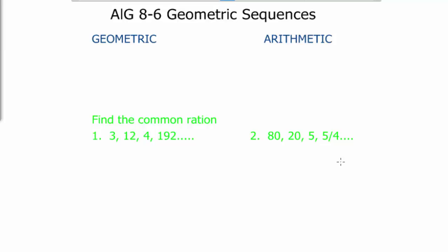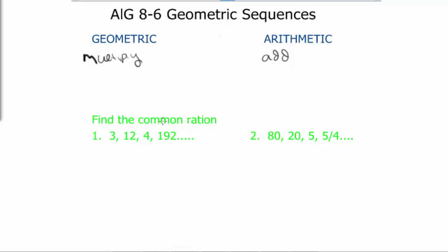All right, 8.6 is about geometric and arithmetic sequences. Geometric is if you multiply, and arithmetic is if you add. And that's how you know the difference. Geometric, multiply; arithmetic, add.